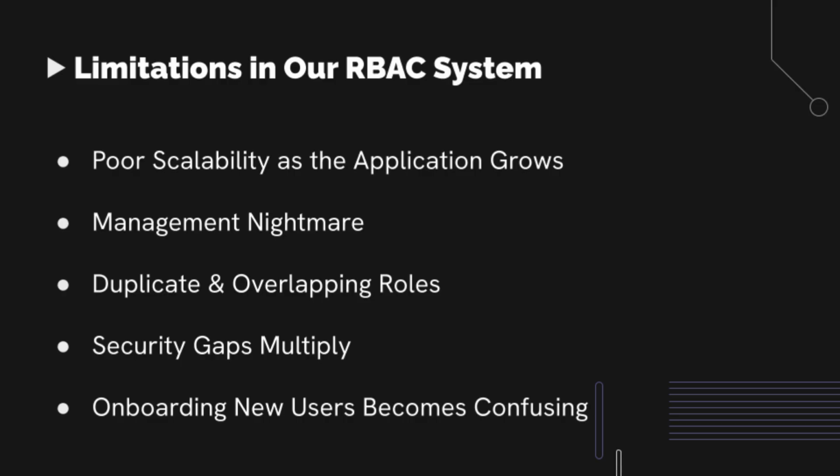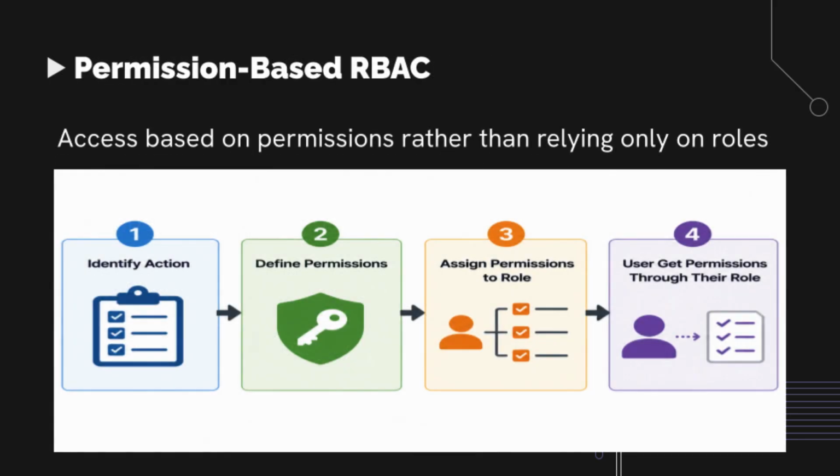This problem is commonly known as role explosion, where the number of roles and role combinations grows faster than the system can easily manage. To solve this problem, we need a more flexible approach, and that's where the permission-based RBAC system comes in. In a permission-based RBAC system, we start by identifying the actions users can perform in the application and defining permissions that can control access to those actions. These permissions are then assigned to different roles based on the responsibilities and access requirements for each role.